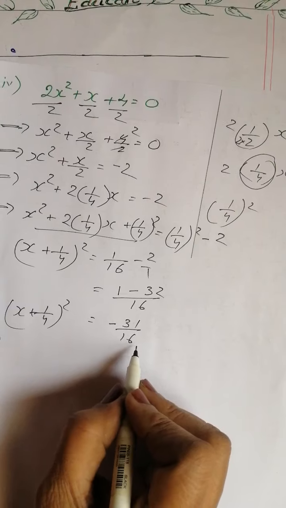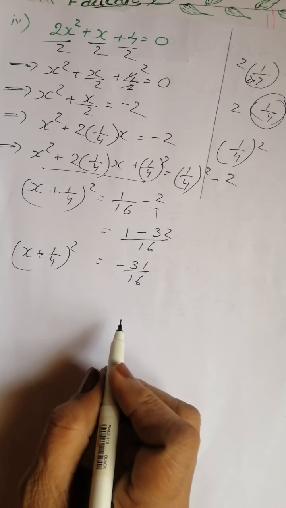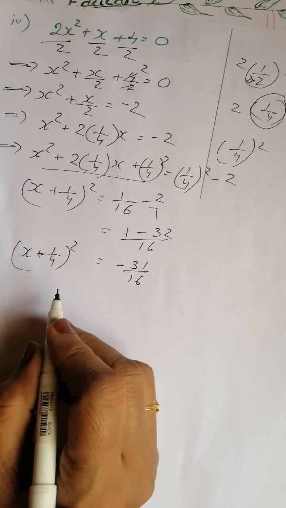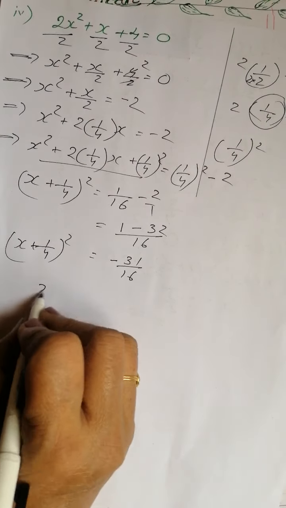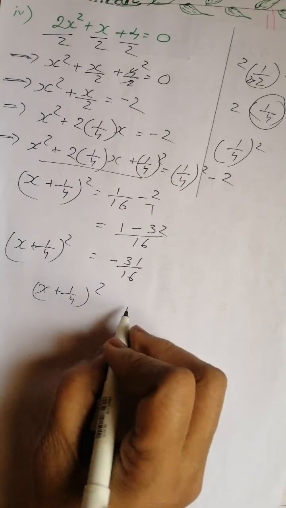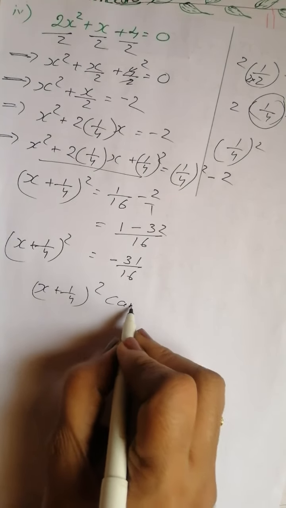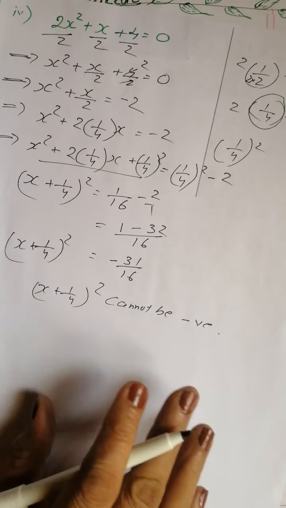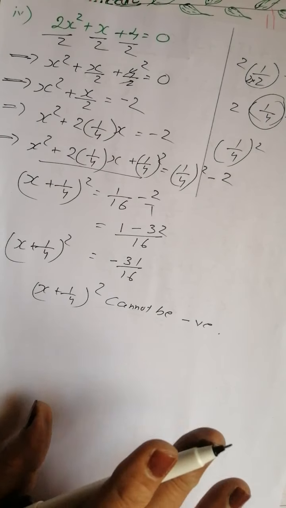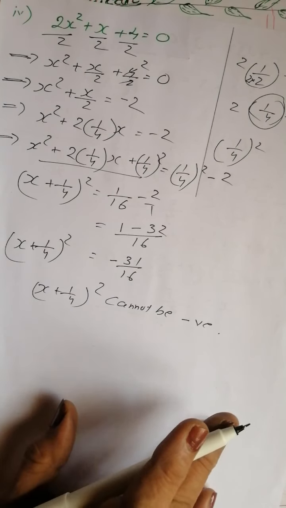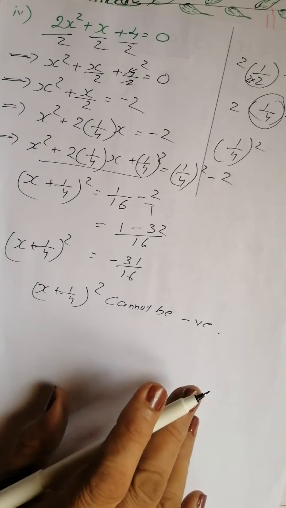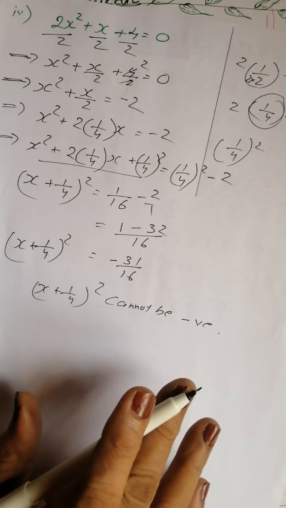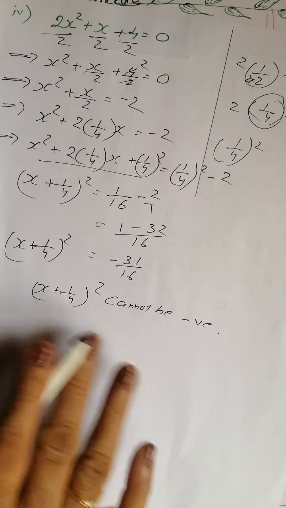If it is minus, there won't be any solution. So how can you answer this, the final part of this one? You can write x plus 1 by 4 the whole square cannot be negative. Okay, so there is no real value because the square of a real value cannot be negative. So there is no real value of x satisfying the given equation. Therefore, this given equation has no real roots. Therefore, the solution of the given equation does not exist.